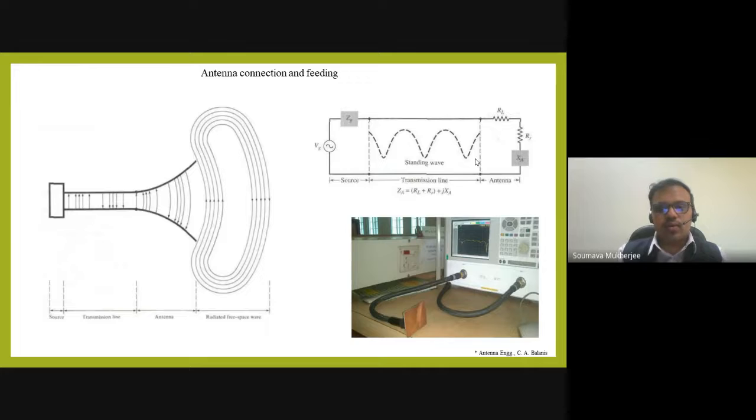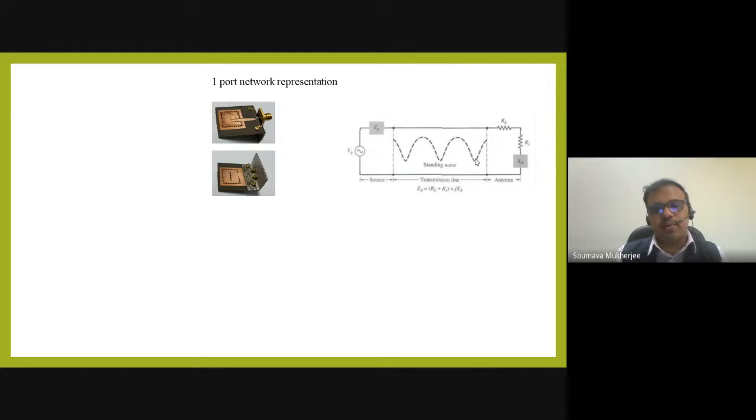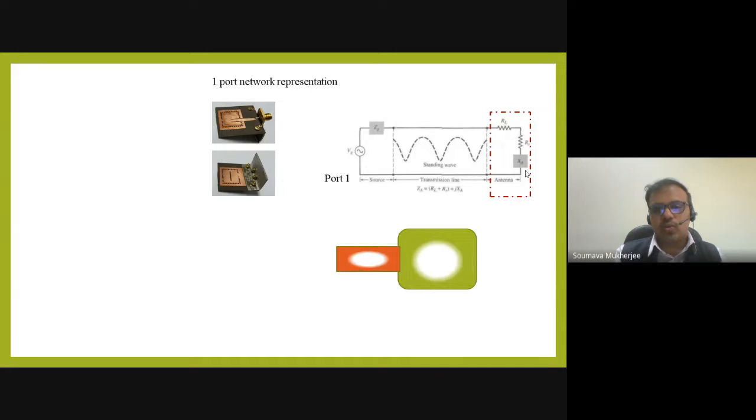And what to measure? Coming back to the same system I discussed at the very beginning, suppose this is my antenna, and we will try to use it as a circuit theory concept. This is my port 1 where the source is connected, a piece of transmission line, and then the antenna. Block diagrammatically, this is how it will look. So basically we are trying to model the antenna as a black box with only one port connected. This is a one port network.